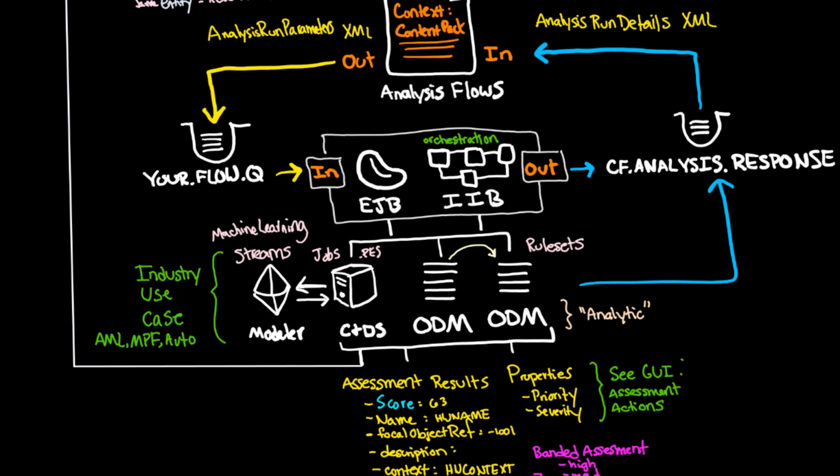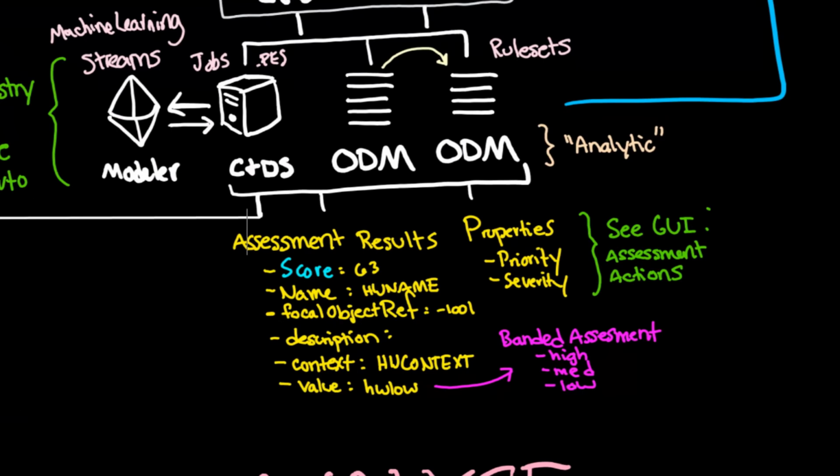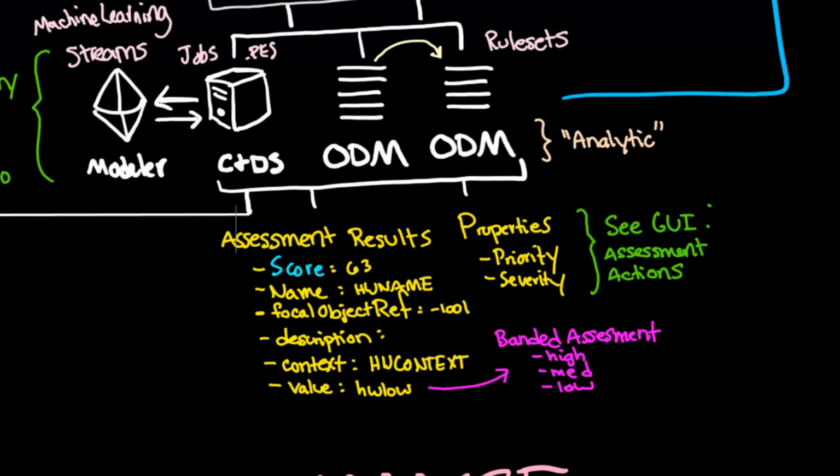And that takes us to the score down here. So the purpose of running C&DS, ODM, and all these other analytics is to provide a score. And this is known as an assessment result. And you can see that we have this score here of 63. You'll have a name, a focal object reference, a description, a context, and a value.